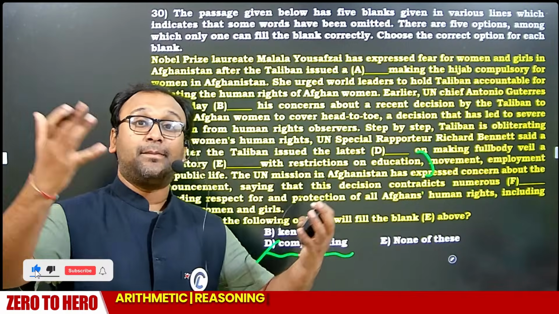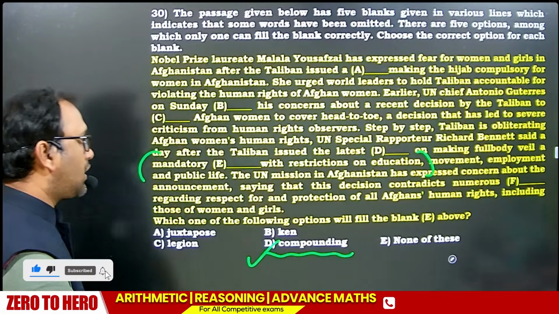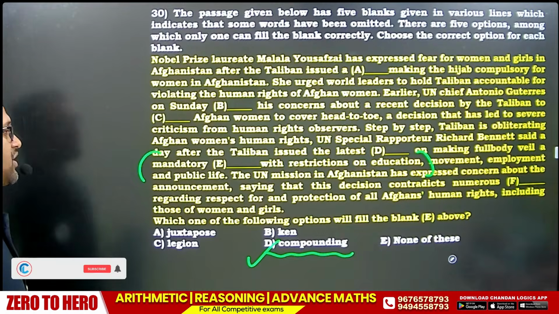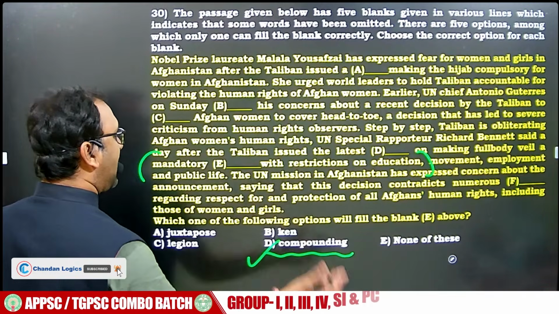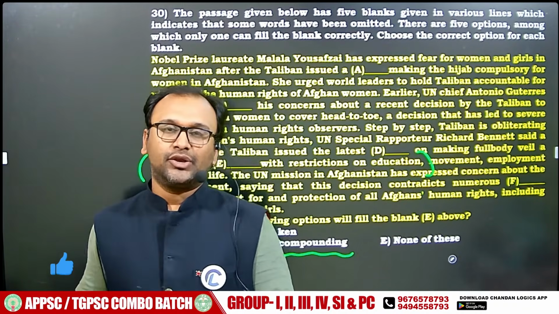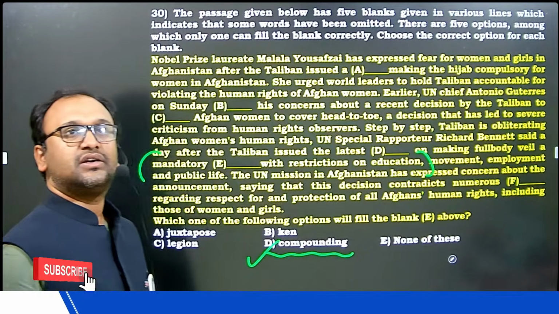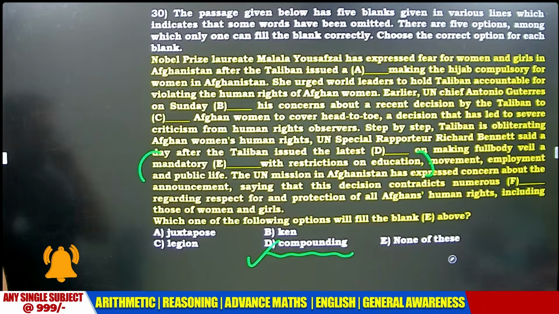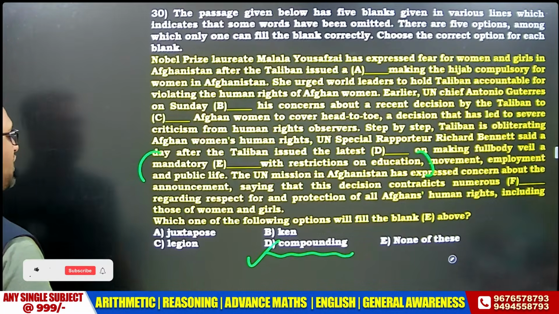Again you are making more restrictions. Compounding with restrictions. See, the problem is compounded. Compounded means adding more. So compounding with restrictions means you are adding more restrictions.